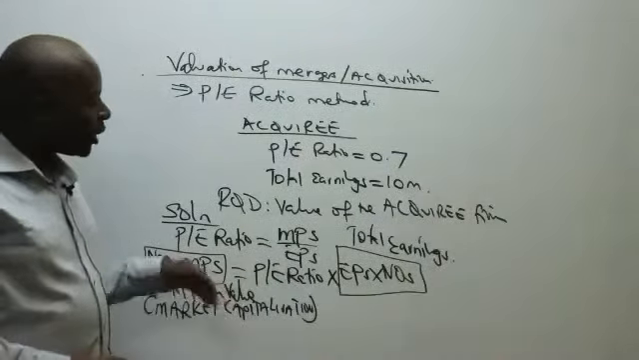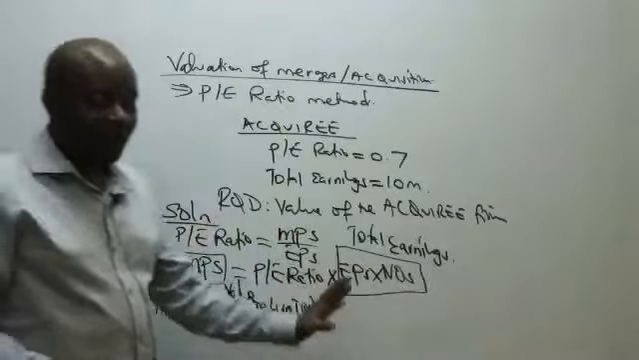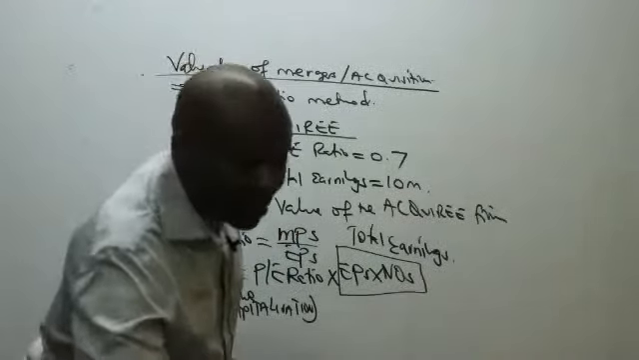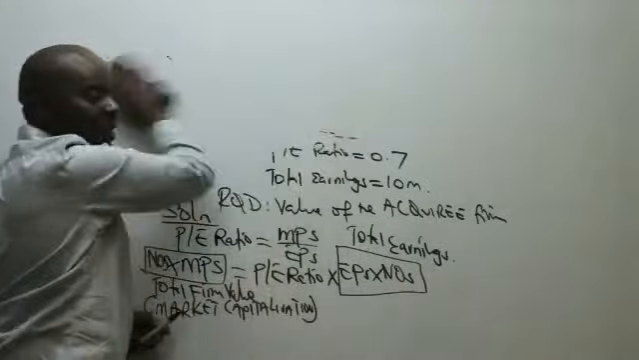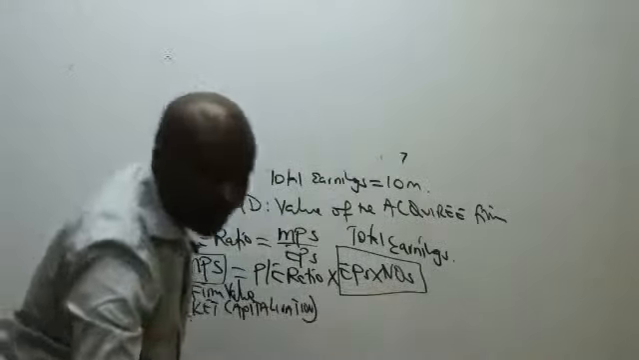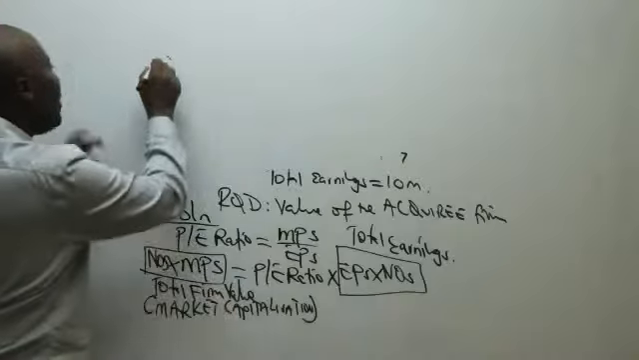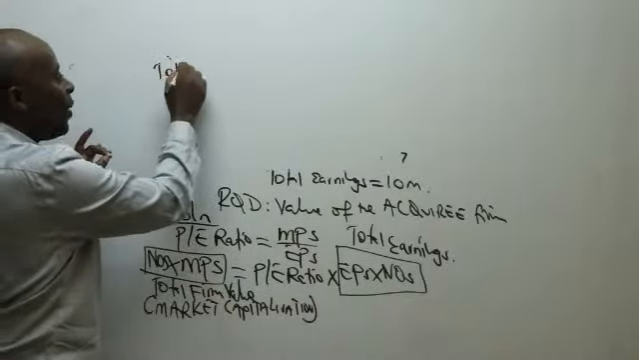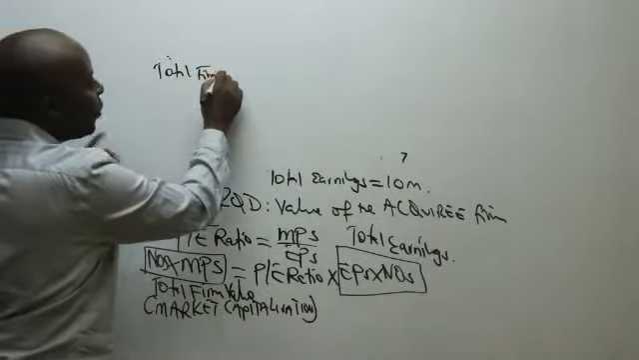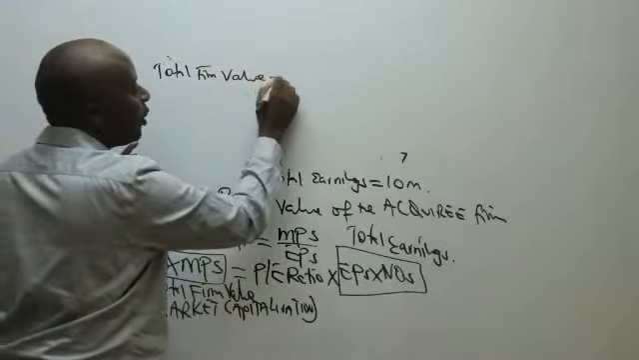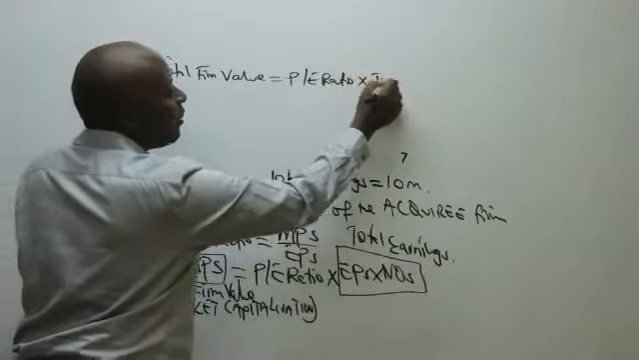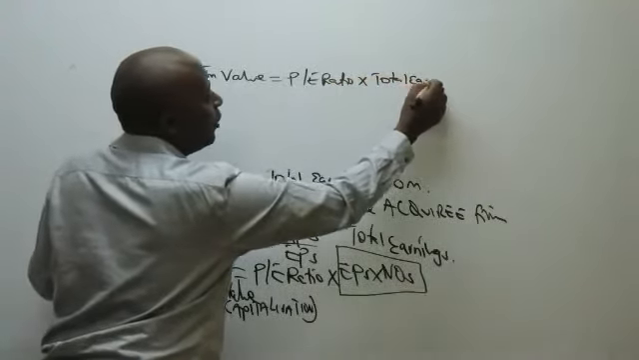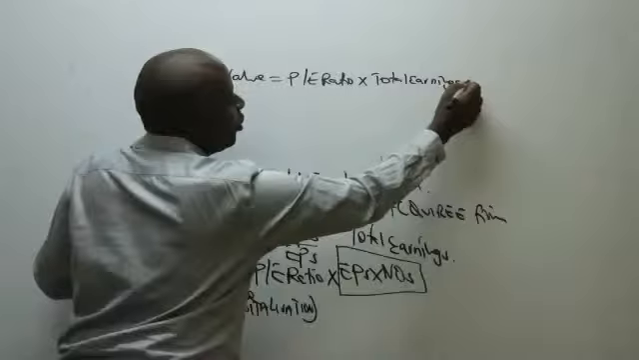So in short, what are we saying? Nobody will tell you to derive this. In short, what I'm saying, ladies and gentlemen, is quite a simple thing: anytime you want to get the total firm value, you'll be taking the PE ratio that you have times the total earnings of the firm. Just that, total earnings of the firm.